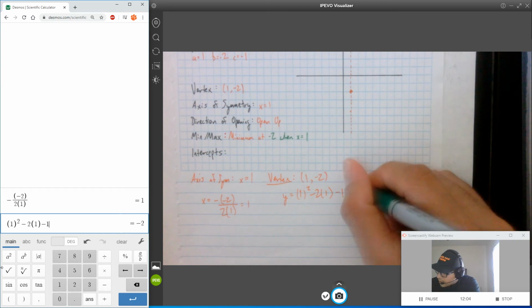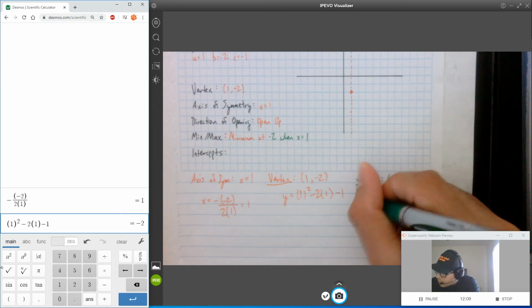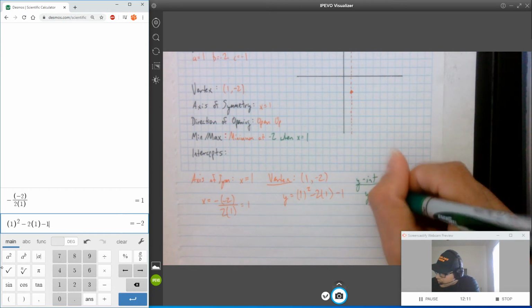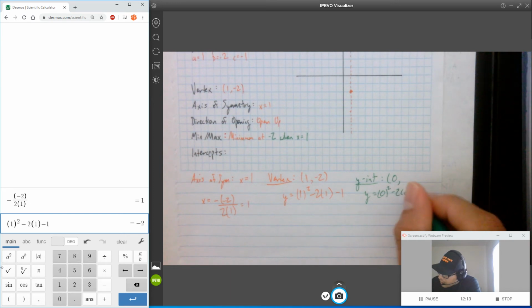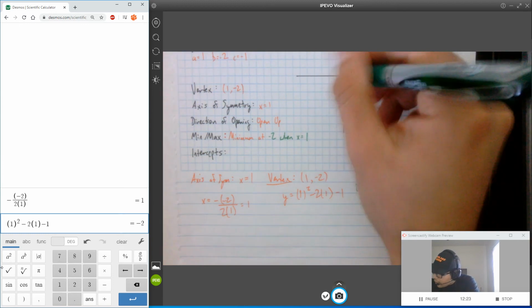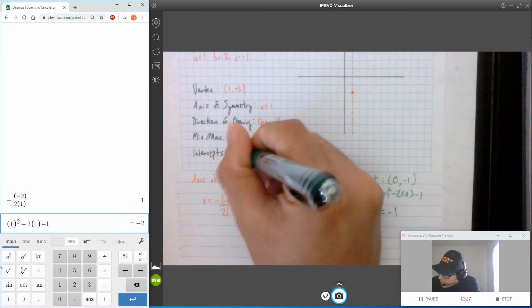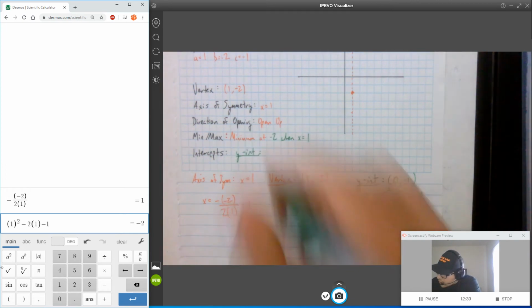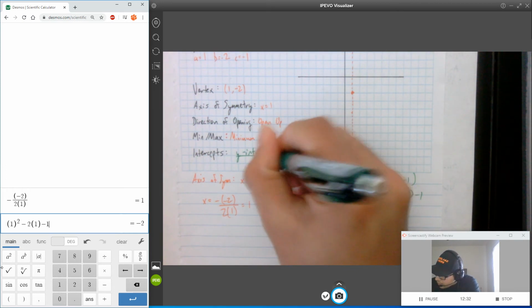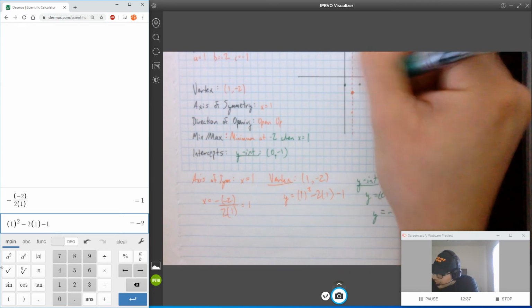My y-intercept, let's find my y-intercept. That is the value of y when x equals 0. So y equals 0 squared minus 2 times 0 minus 1. If you calculate all that, we get y is equal to negative 1. So this is 0, negative 1. Y-intercept, this is 0, negative 1. Bam, and we have that point right there.